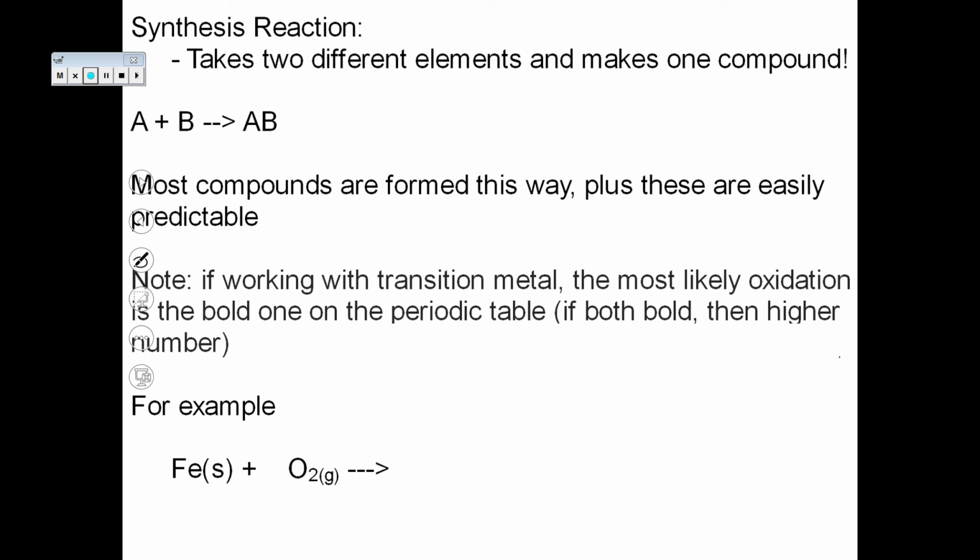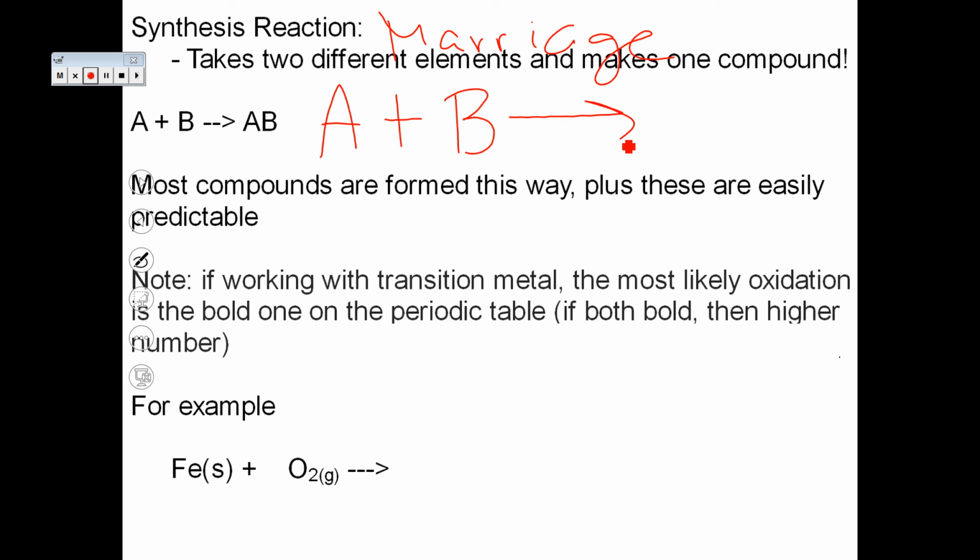Synthesis reaction. A synthesis reaction takes 2 different elements and makes one compound. We saw earlier that it is the marriage. You can think of it as the marriage between 2 elements. You have your A and your B. These represent separate elements, and they are going to merge or synthesize together to create one compound, AB. Most compounds are formed this way, plus these are easily predictable.